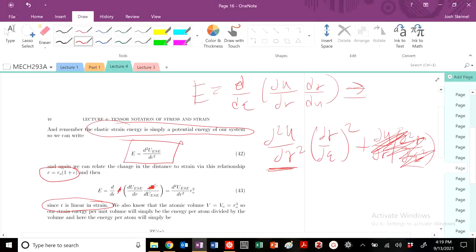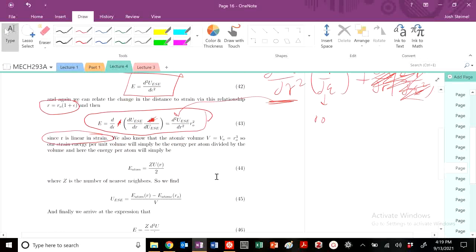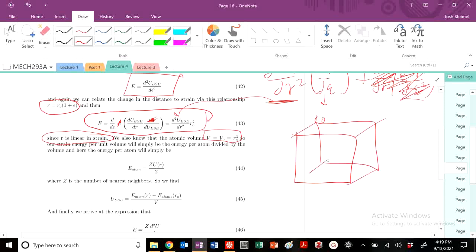So I get my dU dr, and then dr d epsilon is what? It's just going to be r naught. So we get this expression here. Again, we recover that same expression we just previously saw. We know the atomic volume, for simple cubic materials, is going to be equal to r naught. So for simple cubic, we're pulling, and our atomic volume is as such.